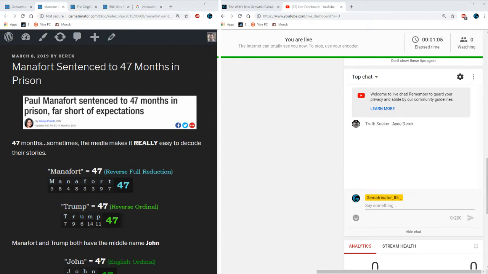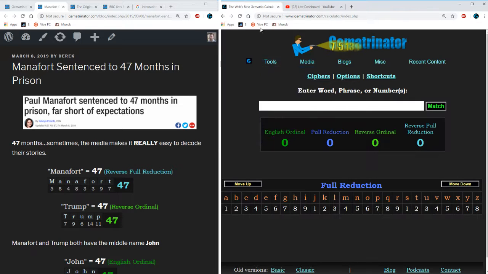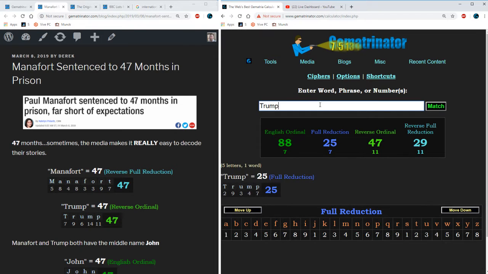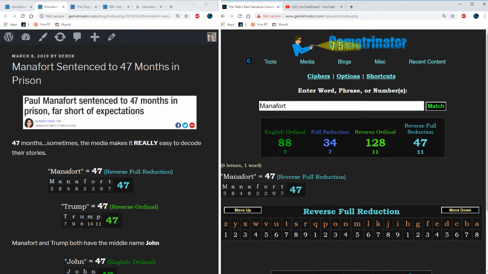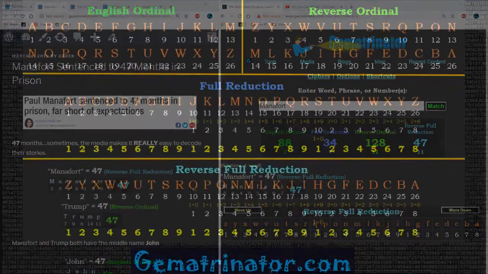In this video, I'm going to be talking about the numerology of the major news story from yesterday in which Paul Manafort was sentenced to 47 months in prison. Interesting because he was originally facing 25 years. In the language of Gematria, the name Trump equals 25, and in reverse, it sums to 47, which is the same as the word Manafort, 47 in the reverse reduction method.